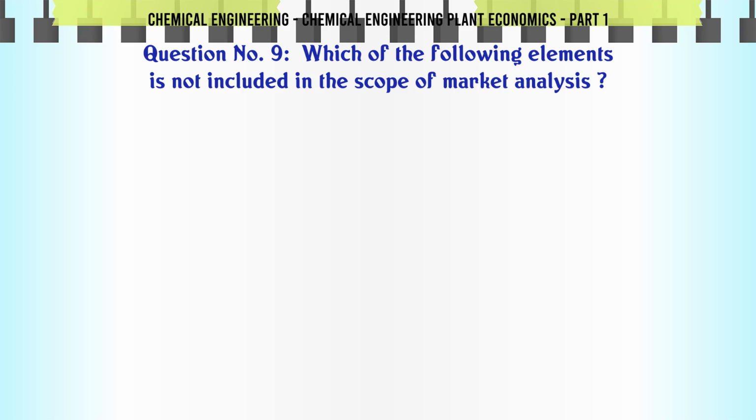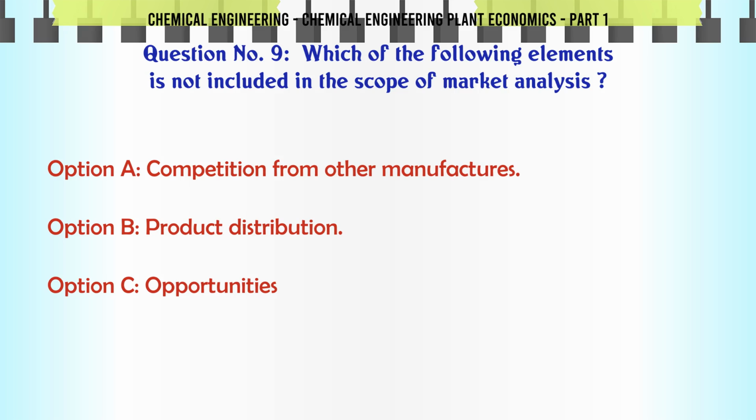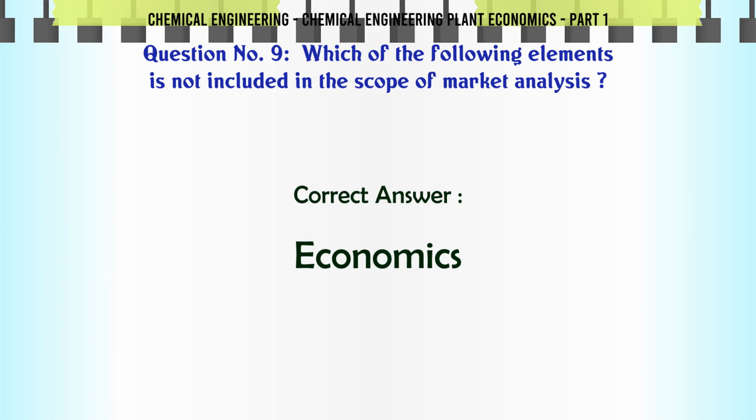Which of the following elements is not included in the scope of market analysis? A. Competition from other manufacturers, B. Product distribution, C. Opportunities, D. Economics. The correct answer is economics.